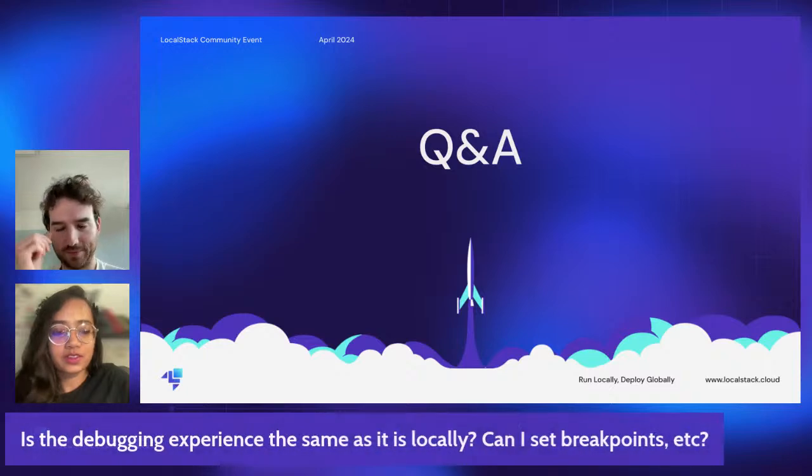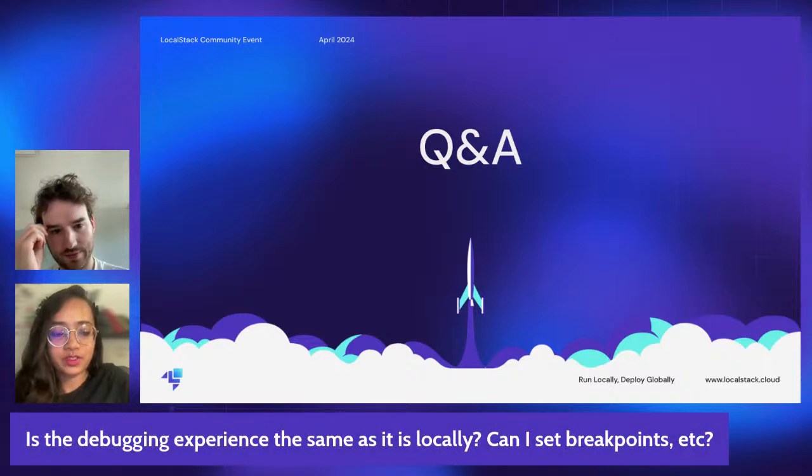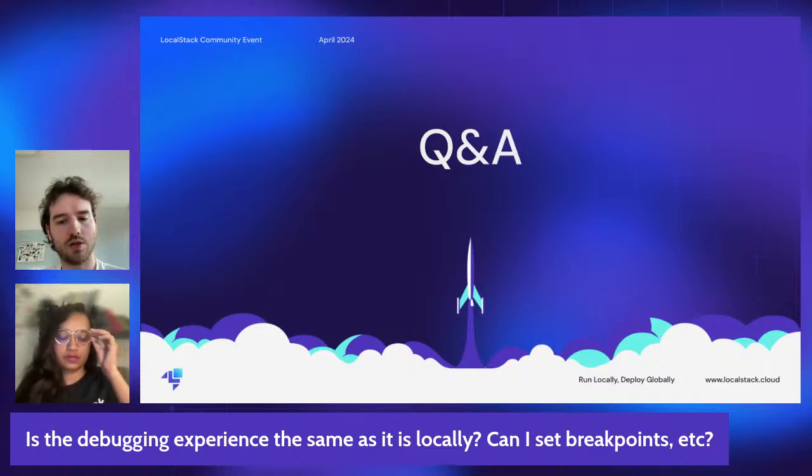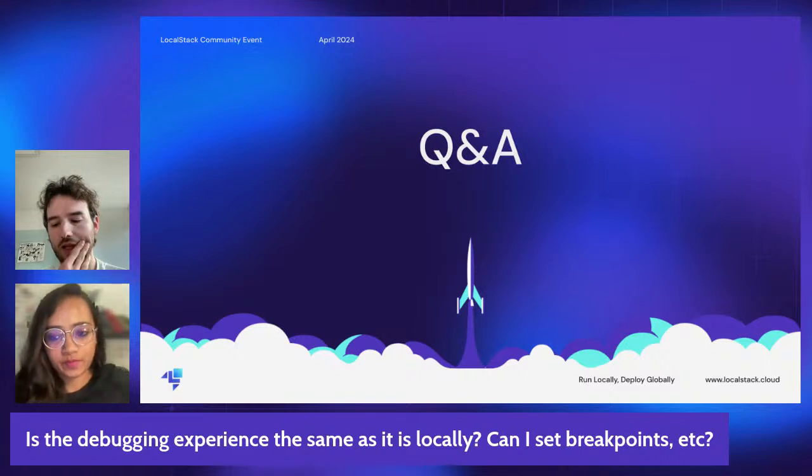Makes sense. I think this is the last question. Is the debugging experience the same as it is locally, and can I set breakpoints? That's a good question. For debugging and breakpoints, for example for Lambdas and ECS hooks, you can set remote debugging. You can configure remote debugging ports. For example, I think PyCharm or VS Code offers that possibility. So yes, it's the same as doing it locally.